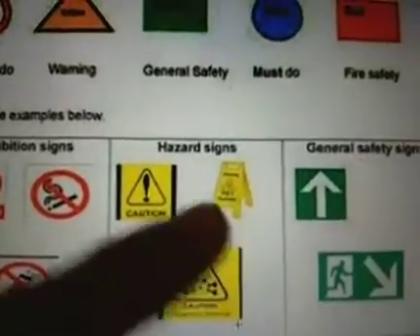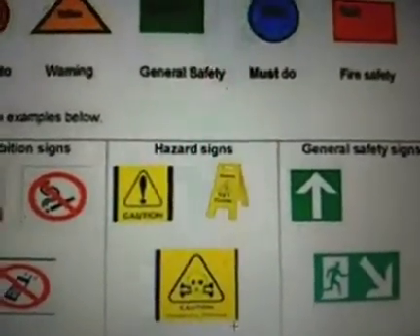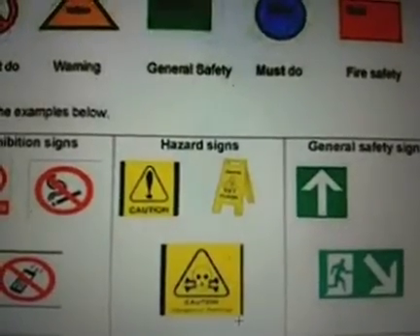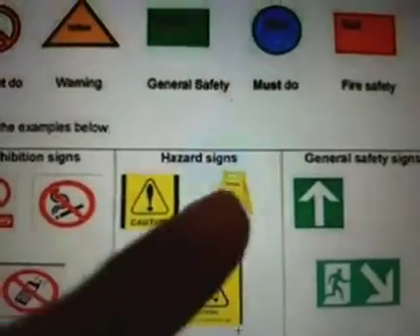Yes, so these are called warning signs. They are yellow in color, in triangle shape. Yes, so whenever you see the color yellow, you should know these are warning signs, and then you should look for the symbol, what it says.